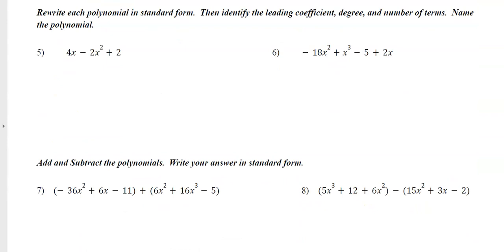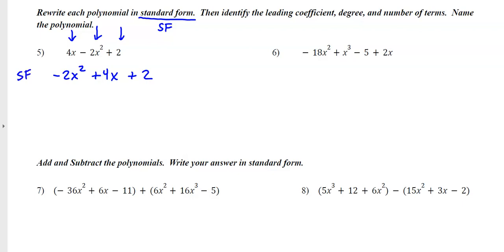So let's go down here. It says rewrite each polynomial in standard form. All right, so I need to rewrite in standard form. I'm just going to call that SF. And then we need to identify the leading coefficient, the degree, the number of terms, and we need to name it. All right, well, standard form. So I have 3 terms here, and we need to put these in order from biggest power to littlest power. So I'm going to have a negative 2x squared, a positive 4x, and a positive 2. So there's my standard form piece.